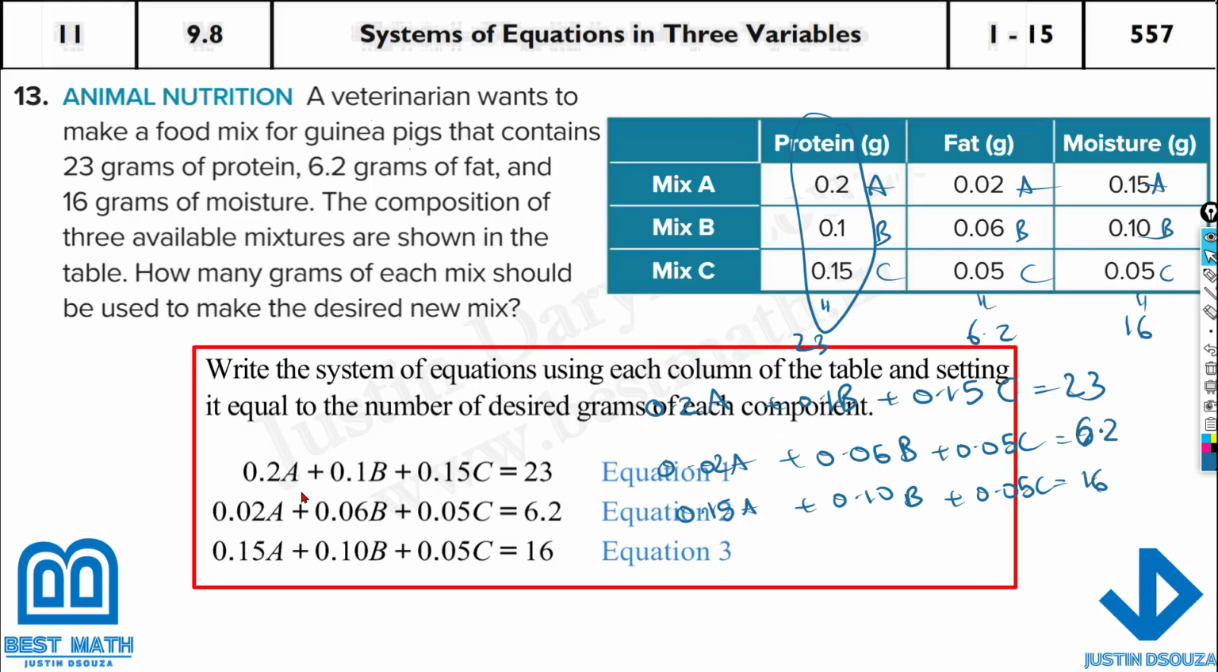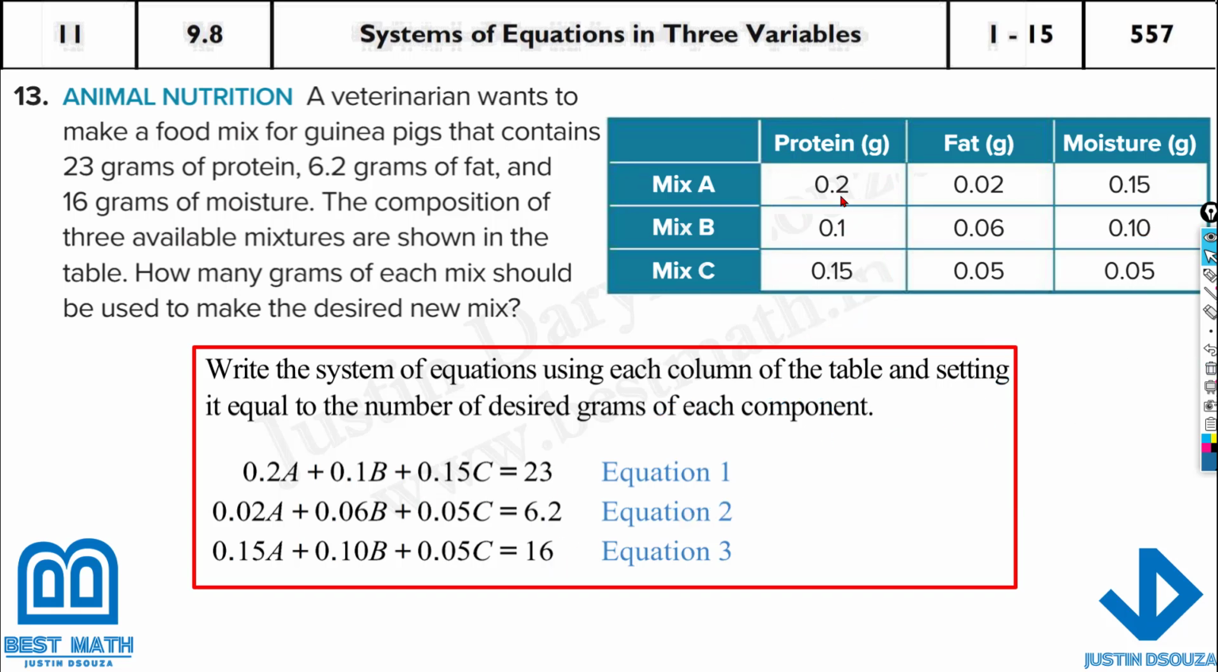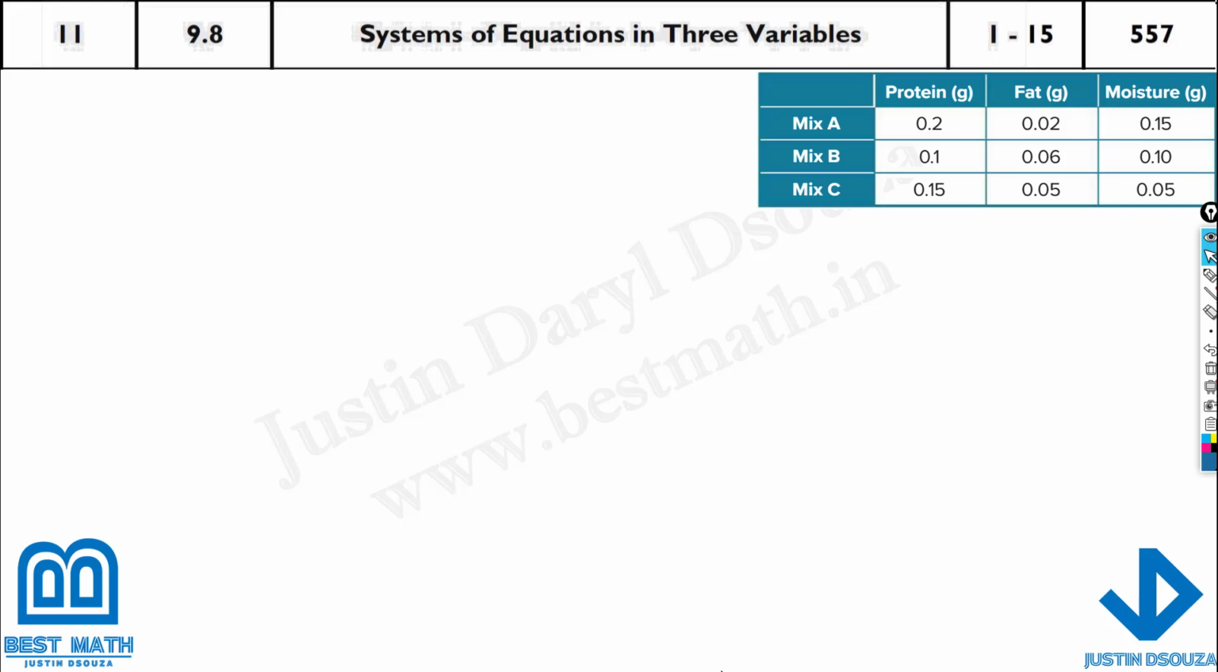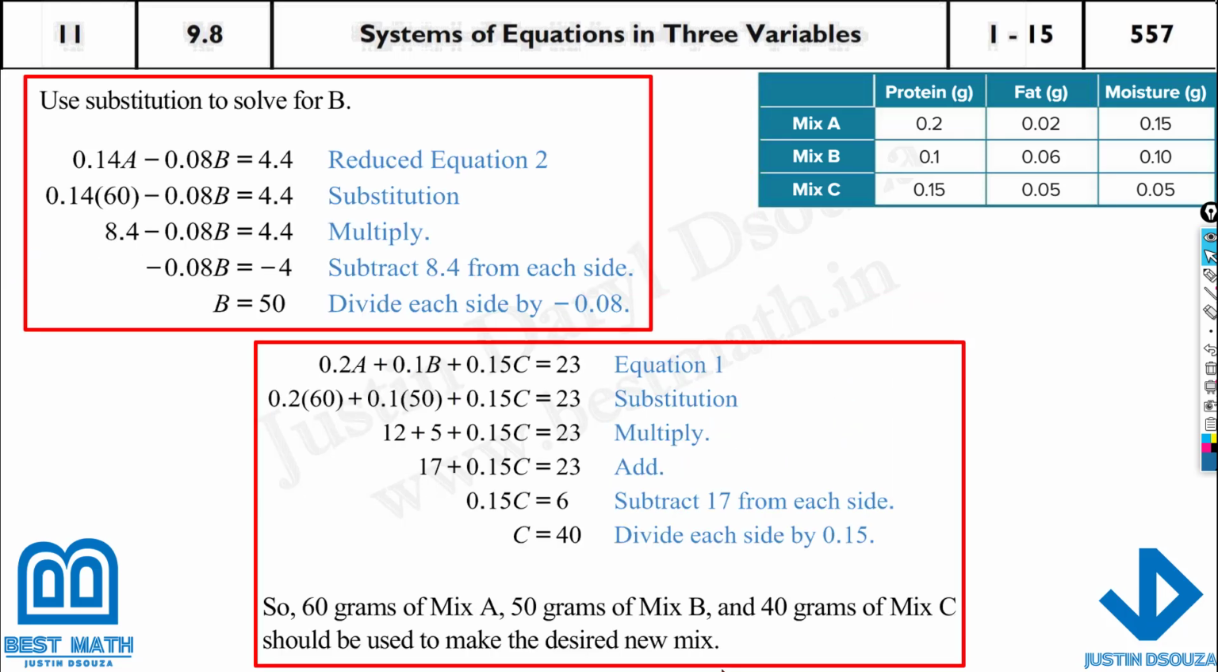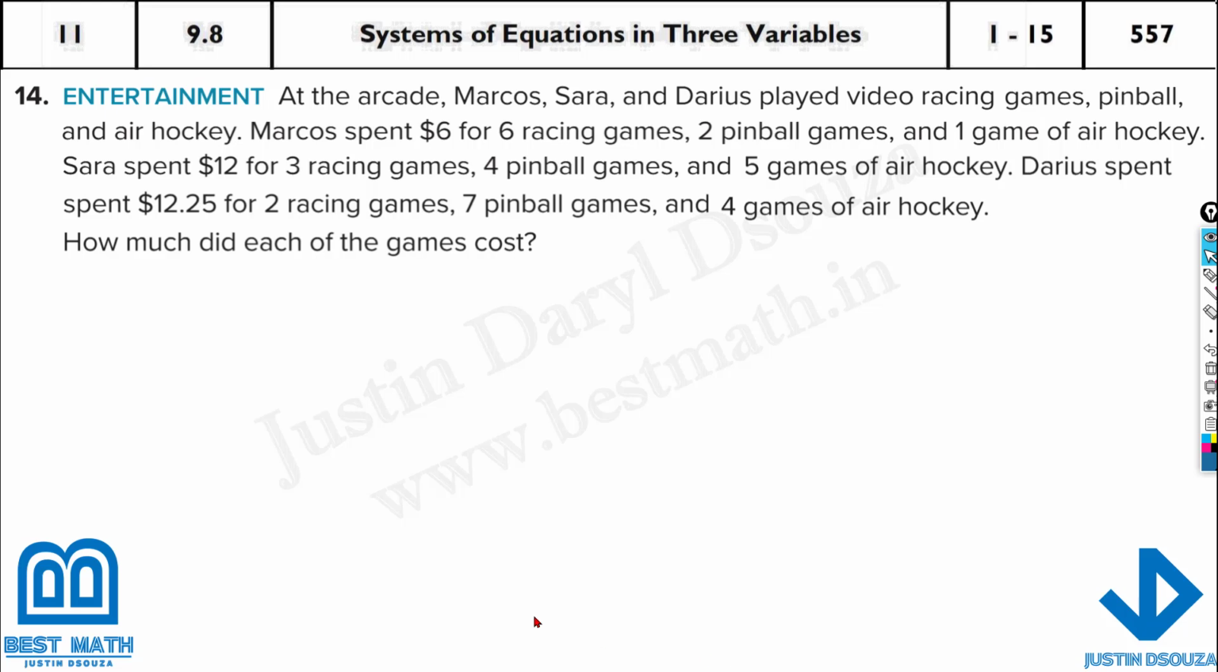So we'll see the simultaneous equations. Here we go. These are the equations. They are written vertically. 0.2, 0.1, 0.15 equals 23 and so on. Then we know, just putting it in the calculator, you will get the answers. So the final answer over here would be, as you can see here, 60 grams of mix A, 50 grams of mix B, and 40 grams of mix C. So whatever solutions you get from that.